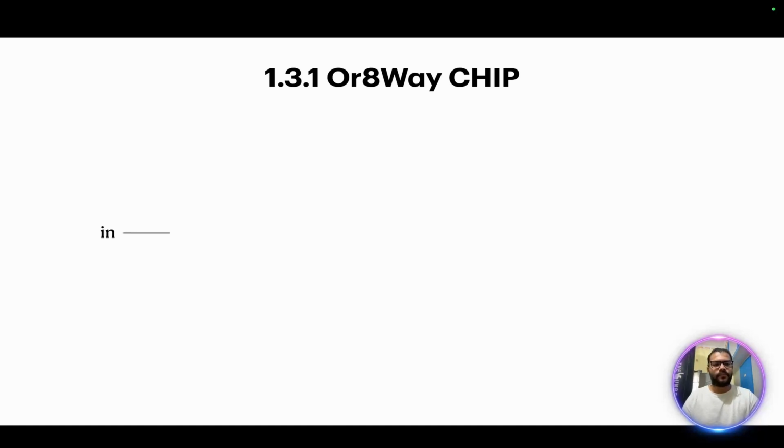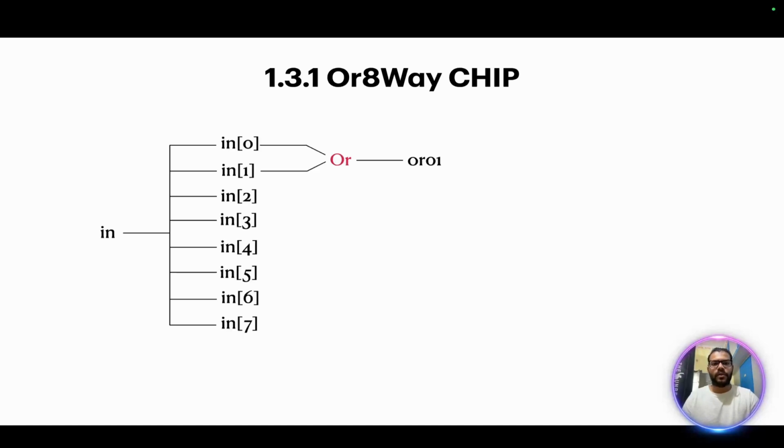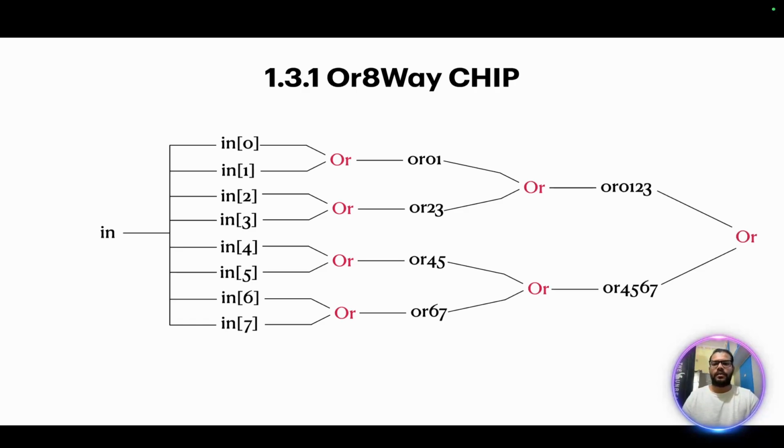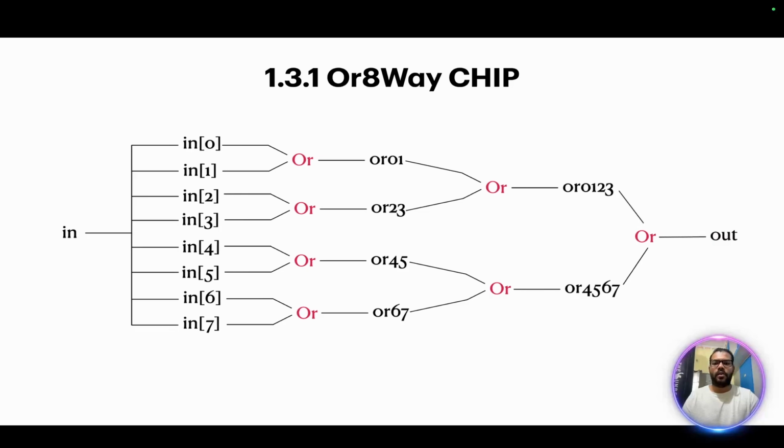So we take the input, which is of 8 bits, and their addressing is as follows. You take the first 2 bits, perform an OR operation, and call the output OR 01. Take the next 2 bits and perform an OR operation, and we can use the OR chip that we built in part 1, and keep doing this to all the bits. Once you have done one layer of OR operations, you take the outputs and perform OR operations again and again until you are left with only one bit. So the input is of 8 bits and the output is of 1 bit.